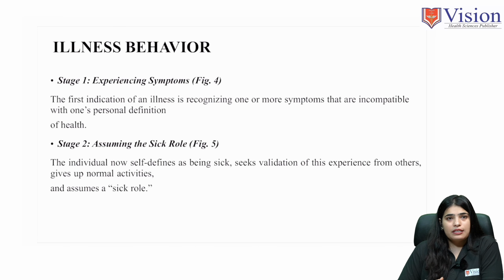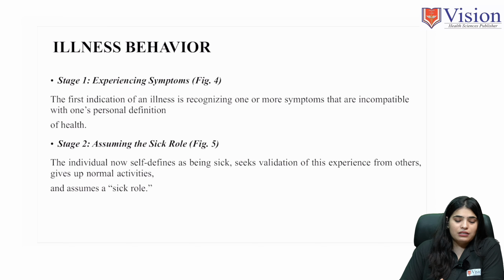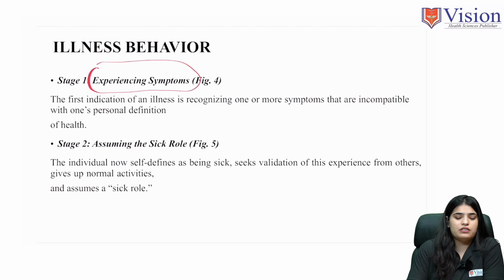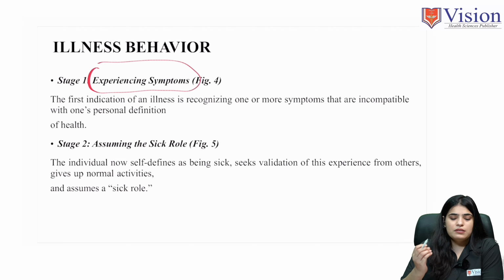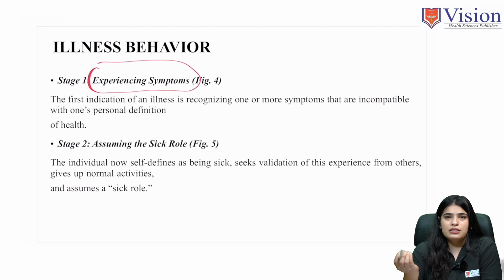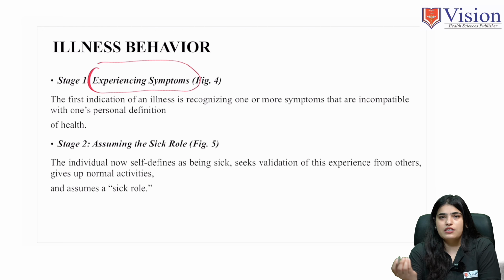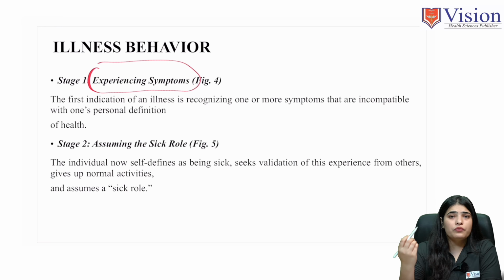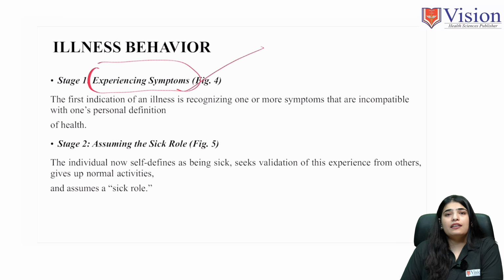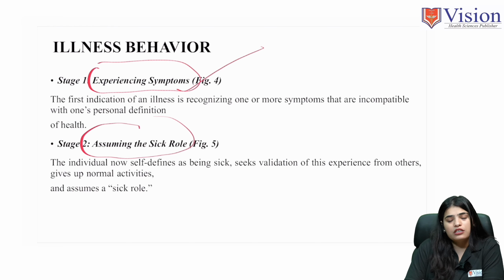The next topic is illness behavior. And there are the following stages of illness behavior. The first stage is experiencing symptoms. Students, when we are experiencing symptoms, this is called the first stage of disease conditions, and you start to feel symptoms like fatigue, headache, and fever. This is the first stage of illness.